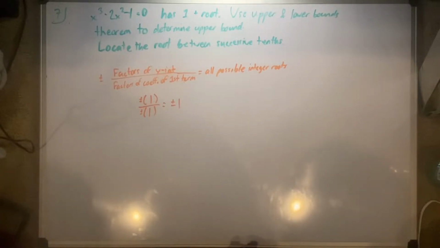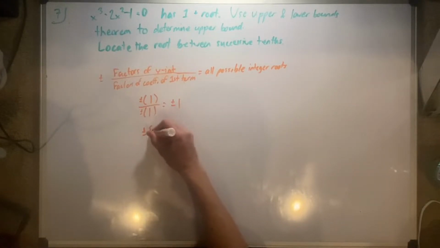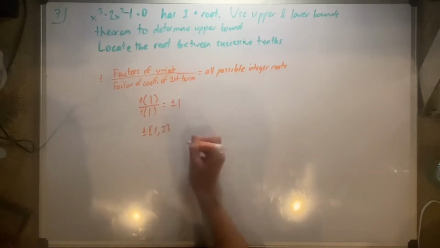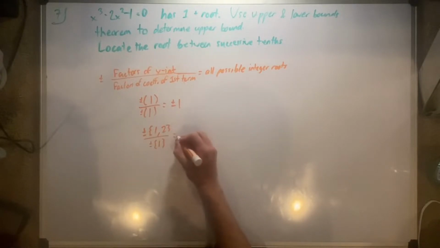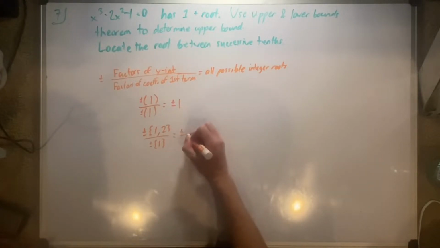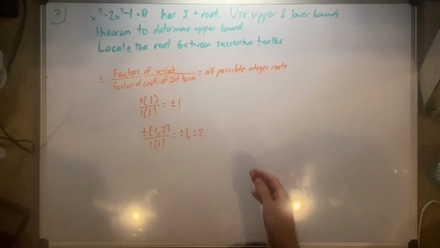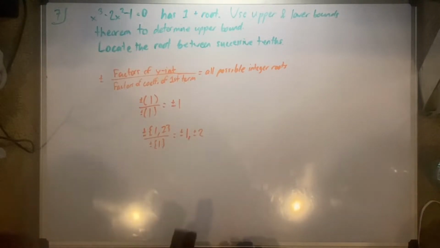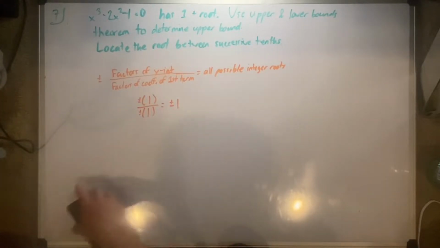Now, if this were a 2 instead, we would have the set of 1 and 2, because it would be all of the factors of 2 divided by positive, negative, all 1, which would mean positive, negative 1 and positive, negative 2, and then you would keep going down the list. I use these braces to mean set. So our only roots here are positive and negative 1.